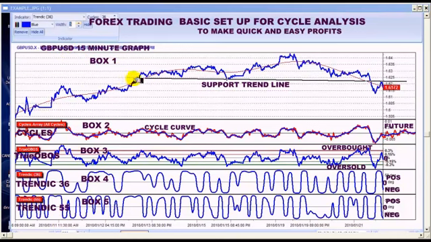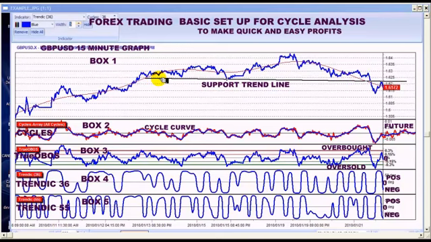Now, the top box always contains the price graph, and the price graph can be either in closed line, which it is here, or can be in candlesticks. And in this graph we see the patterns of the price as it moves along, and we can draw our trend lines. Trend lines are very important in trading Forex. Over here we have drawn a support trend line.